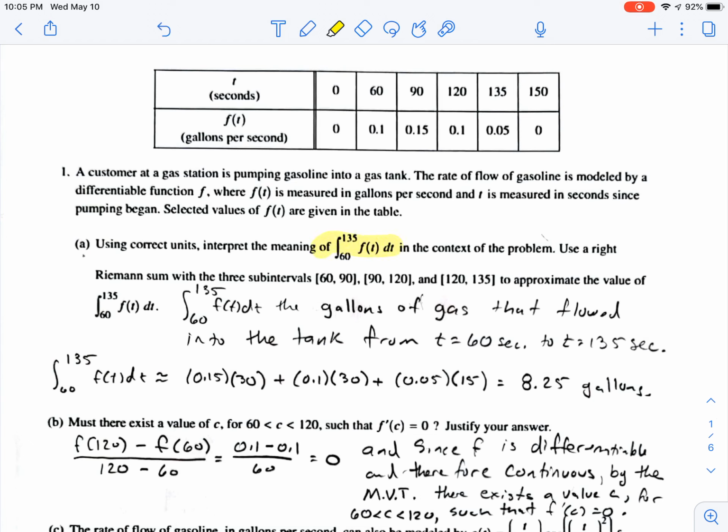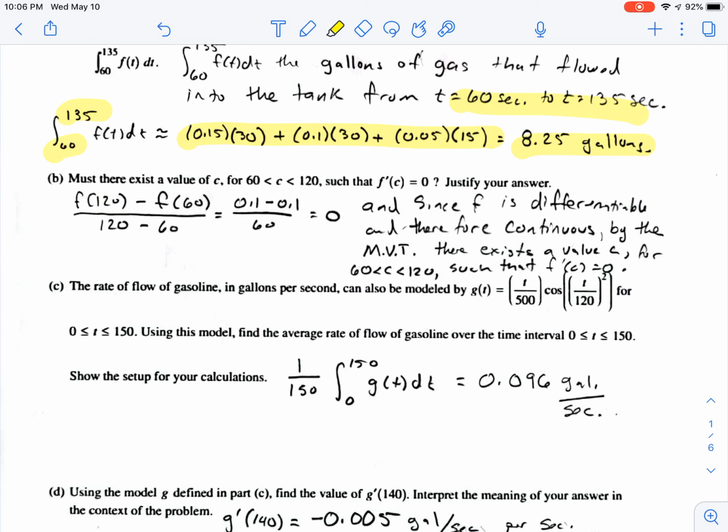They ask you about what this integral means. Well, if we're doing a rate times time, that's going to be the number of gallons of gas that floated in the tank from time 60 to 135. You do the Riemann sum. The only thing that's tricky there is it's 60 to 135, so it's only 3 subintervals, and you should have gotten 8.25 gallons.